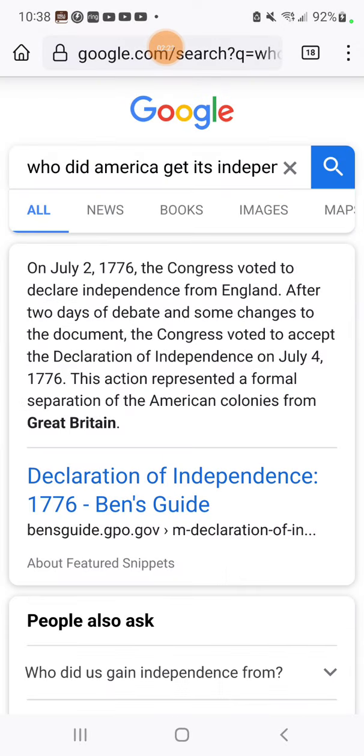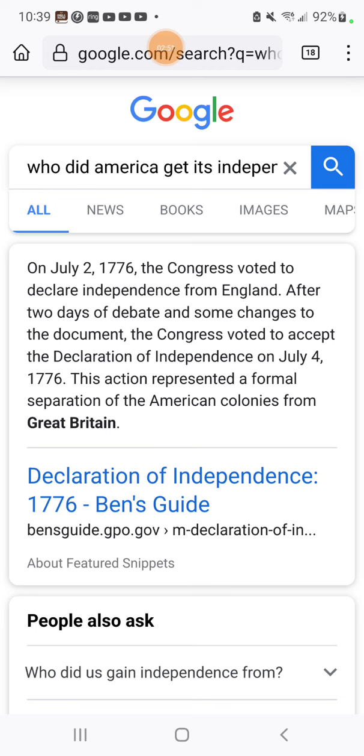So from there, let's go here. I typed in, who did America get its independence from? So on July 2nd, 1776, the Congress voted to declare independence from England. Okay? So when they came over here, they felt that they could do their own thing and be more prosperous without having to give tribute to Britain, if you will.